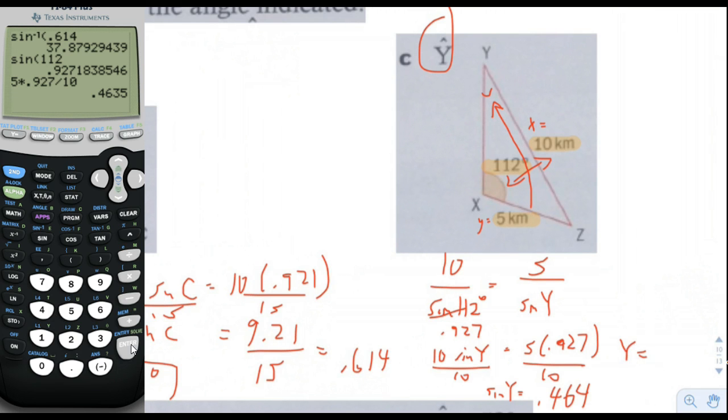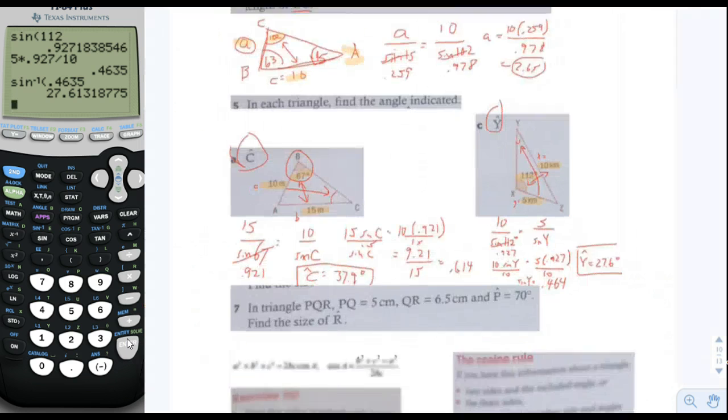Now we're going to do the inverse sine of both sides. Inverse sine of 0.4635 is 27.6 degrees. Okay? All right.